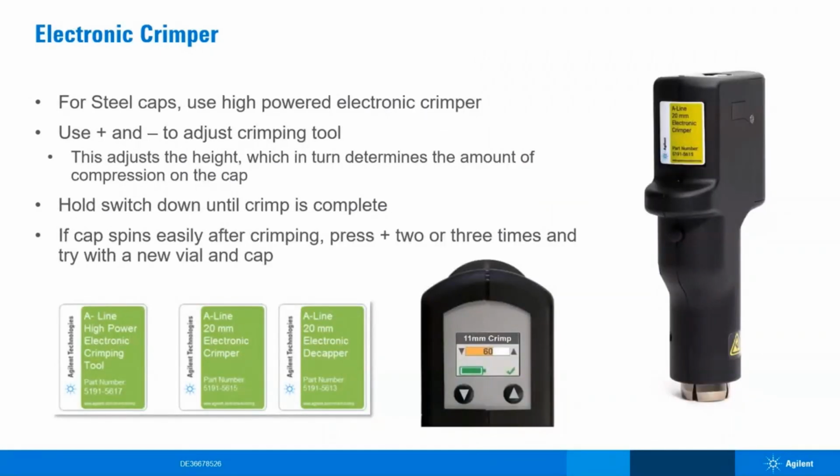For higher volume labs, we strongly recommend getting an electronic crimper. You don't want to potentially be trying to manually crimp hundreds of samples at a time. You're definitely going to get some really tired fingers. So we recommend this for steel caps. You can also use the high power option. You can use the plus and minus features to adjust the power to make sure that you get a perfect crimp without under or over crimping. And once you've gotten that dial set in, you can start running through the dozens or hundreds of samples that you have, all right there on the convenience of your tray.